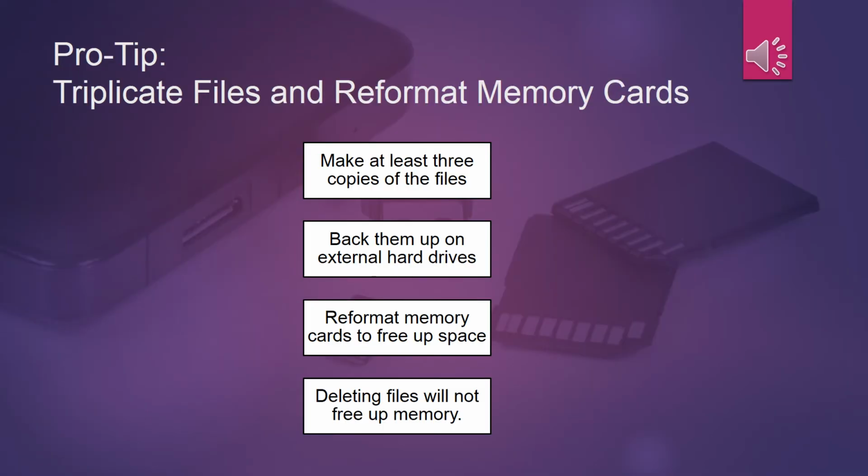Pro tip: always triplicate files and reformat memory cards. Once you have concluded an oral history interview, you have the responsibility to ensure the safekeeping of a valuable historical source. Immediately triplicate it. Copy the files onto an external hard drive. Save them to your computer. And if you have access to an online storage database, upload all files. If any of the equipment fails, you will save your data.